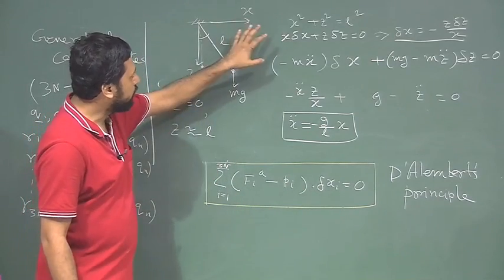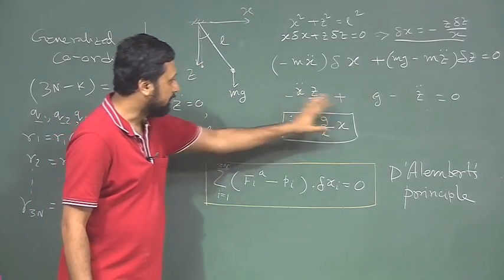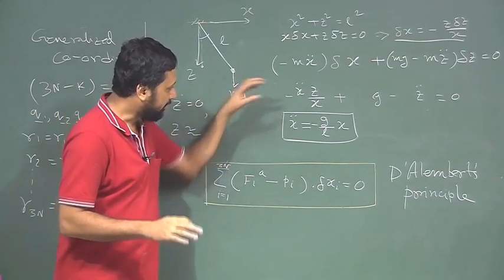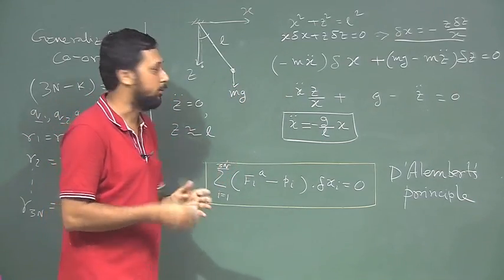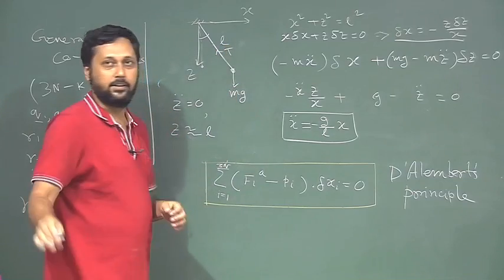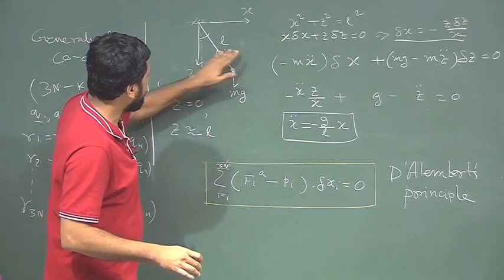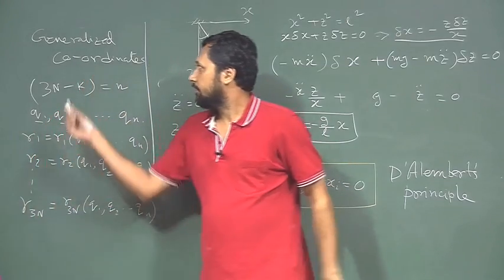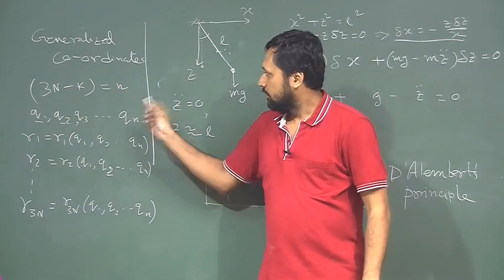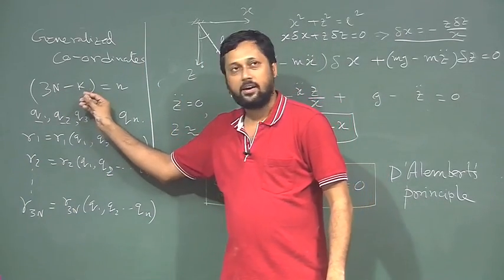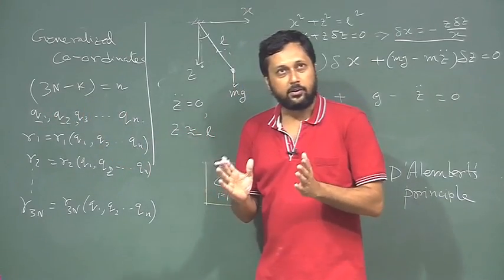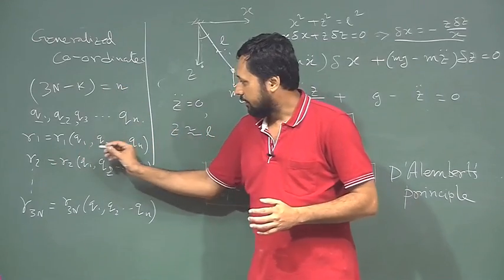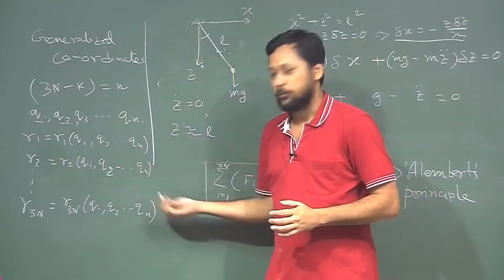Then this can be used along with the constraint condition to get the standard differential equation in Newtonian form. The same equation we can get in Newtonian mechanics also, but we have to consider this tension T. Here we are not bothered about T anymore, but we can still get this familiar equation. Also, we defined generalized coordinates, the number of which should be 3n minus k, the number of independent coordinates required, and these generalized coordinates are related to the standard Cartesian coordinates by transformation equations.